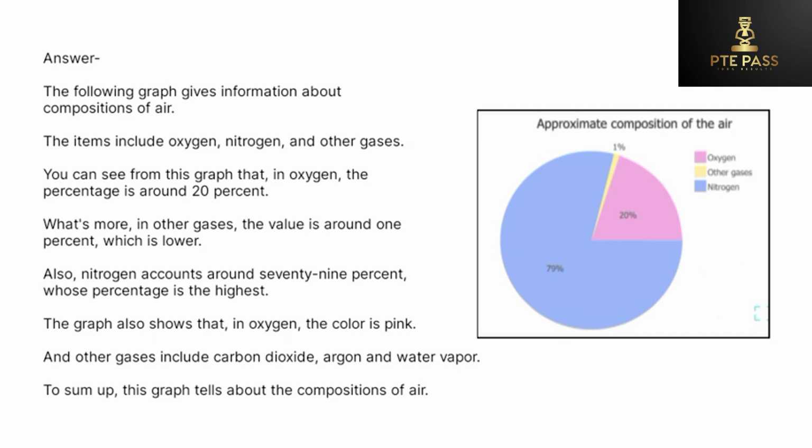Also, nitrogen accounts around 79%, whose percentage is the highest. The graph also shows that in oxygen, the color is pink, and other gases include carbon dioxide, argon, and water vapor. To sum up, this graph tells about the compositions of air.